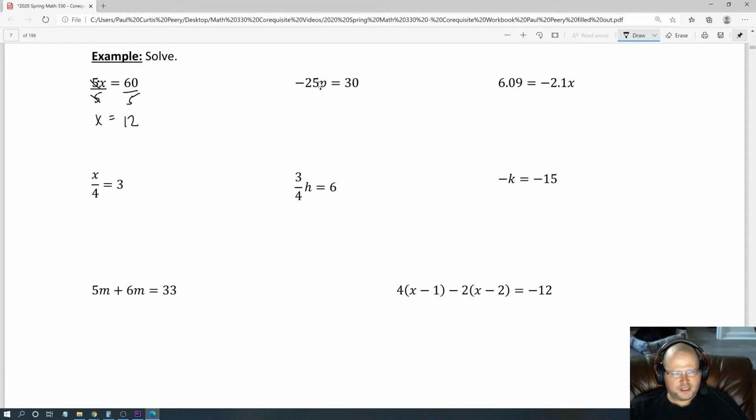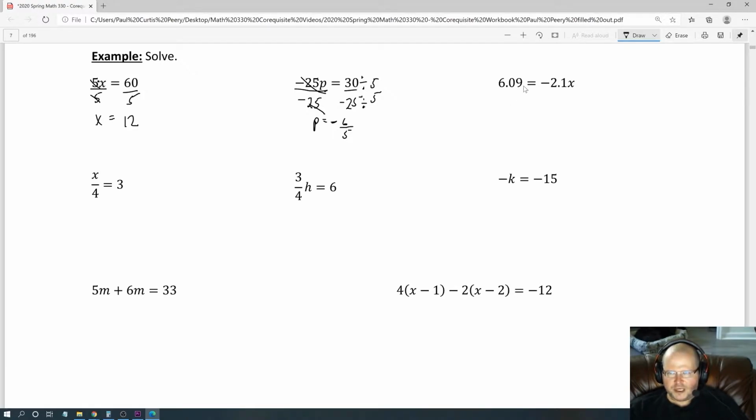Over here we do the same thing. We're multiplying the p by a negative 25. So we undo multiplication of p by negative 25 by dividing by negative 25. And whatever you do to one side, you do to the other. Because p is equal to a positive divided by a negative, positive 30 divided by negative 25 is a negative. And then you would reduce this fraction by dividing both the numerator and the denominator by the greatest common factor, which in this case is a 5. And that would leave me a 6 over a 5. So it's a negative 6/5.